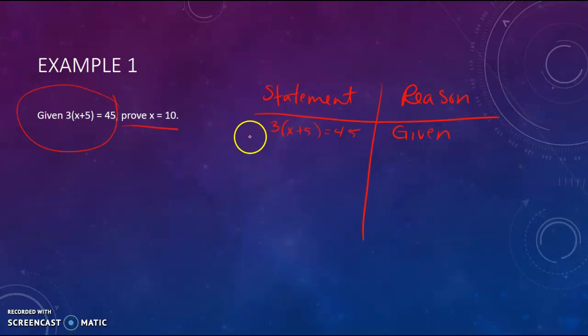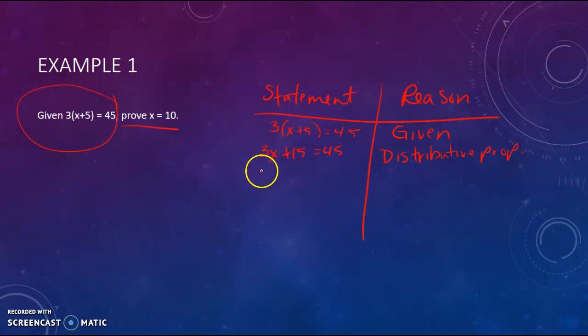From here, I just got to ask myself, what's my next step? Well, it's to distribute. So 3x plus, and then 3 times 5 is going to be 15 equals 45. So I'm going to look at this step, and I'm going to look at the next step. And the way I got from the first step to the second step is I distributed. So distributive property. We learned that in chapter 2.